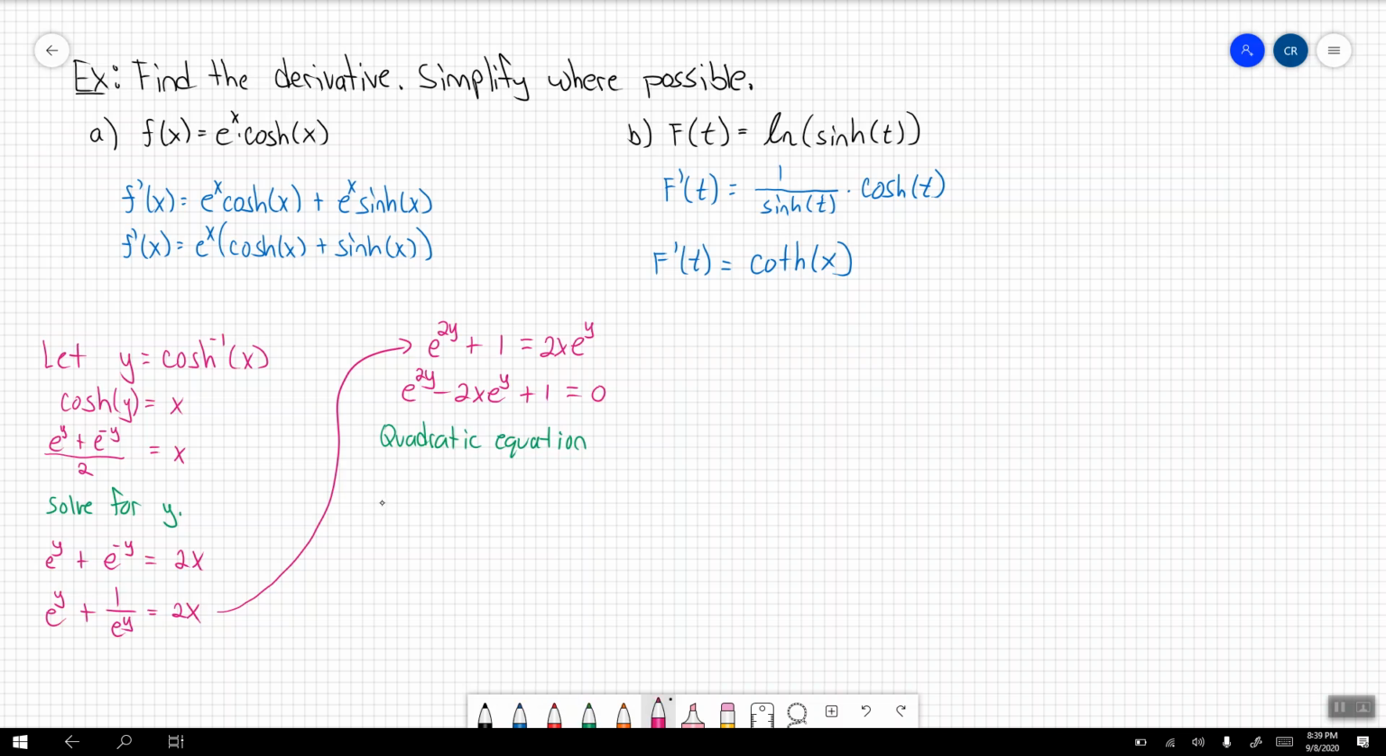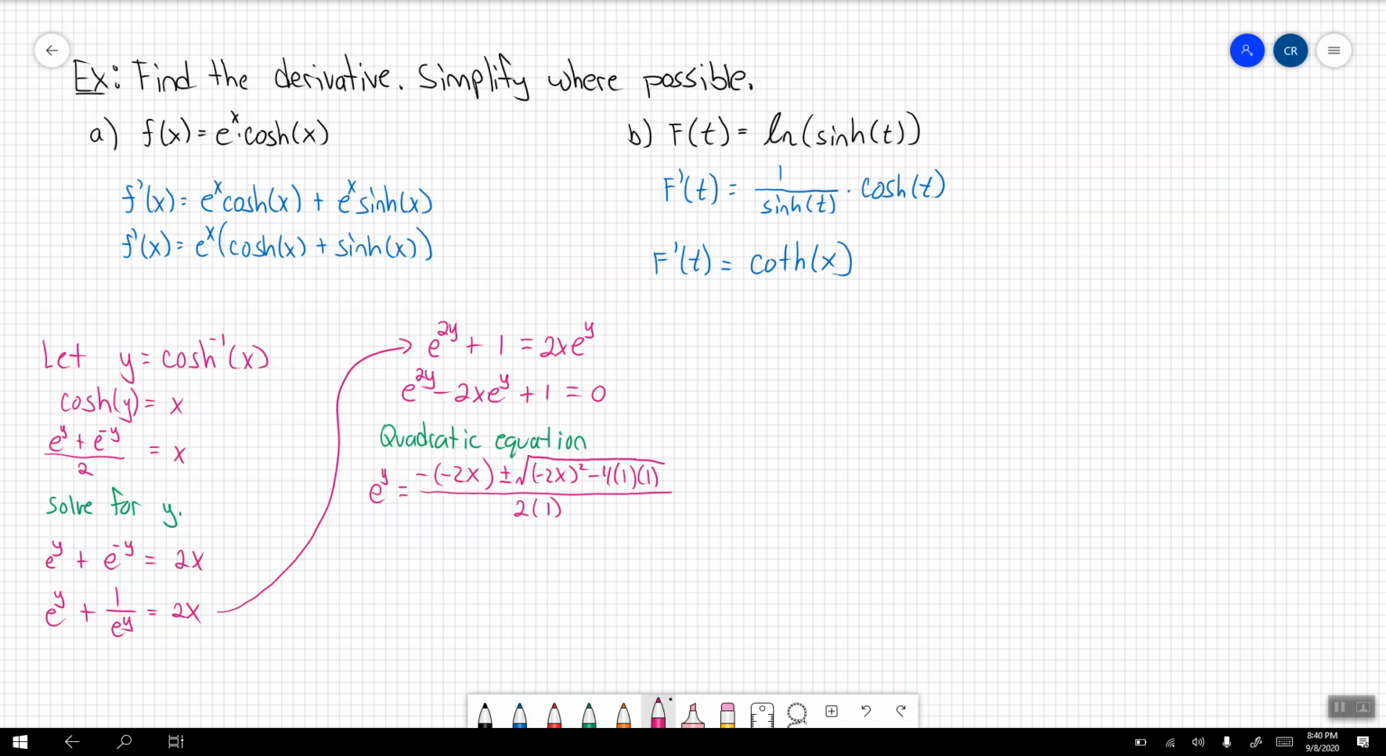We're going to say that e to the power of y is going to be equal to negative b. So negative b is this whole term, which is negative 2x. So negative 2x plus or minus the square root of b squared. That's going to be negative 2x squared minus 4 times a, which is 1, times c, which is another 1, all divided by 2a.